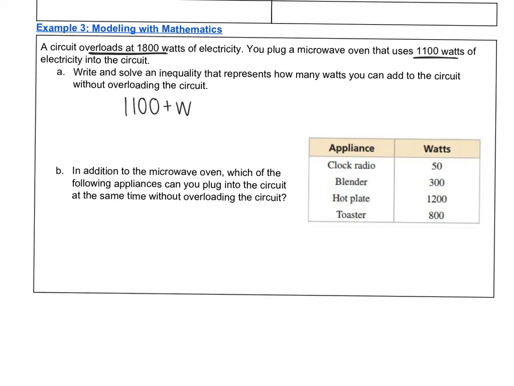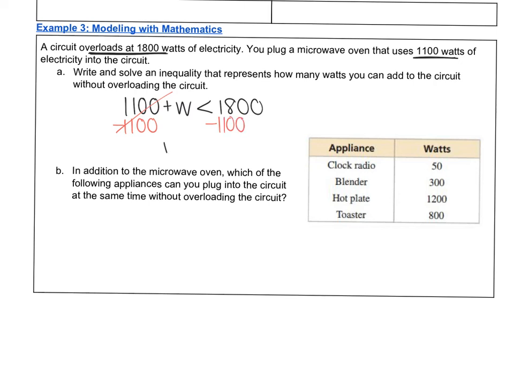We don't want that. So we want anything that is not equal to 1,800, but it can be less than that. So in other words, we want anything less than 1,800. Careful that it's not less than or equal to. We don't want it to equal 1,800 because then the circuit will overload, and we certainly don't want it to be more than that. So my circuit can handle anything less than 1,800. So there's my inequality. I'll solve that by subtracting 1,100 from both sides.